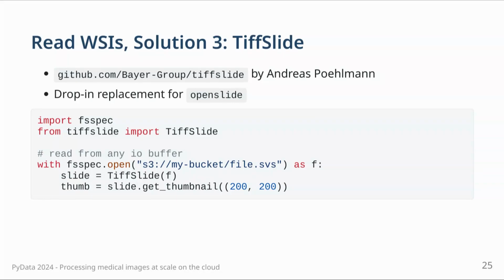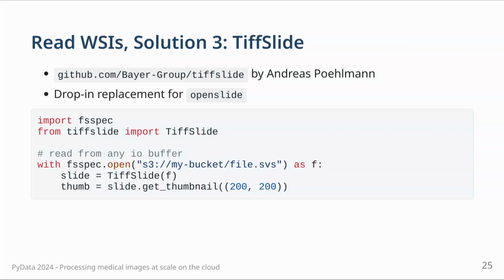The third solution is a library called Tiffslide, developed by Andreas Pohlmann. I've had the pleasure to work with him. He's really a great guy. Go check out the repository. It's a drop-in replacement for OpenSlide. So you can see that we import it, and you can use it to have a slide object, just like you would with OpenSlide. And then this object gives you the same methods and properties as OpenSlide. So this get_thumbnail is also a method you have on OpenSlide.